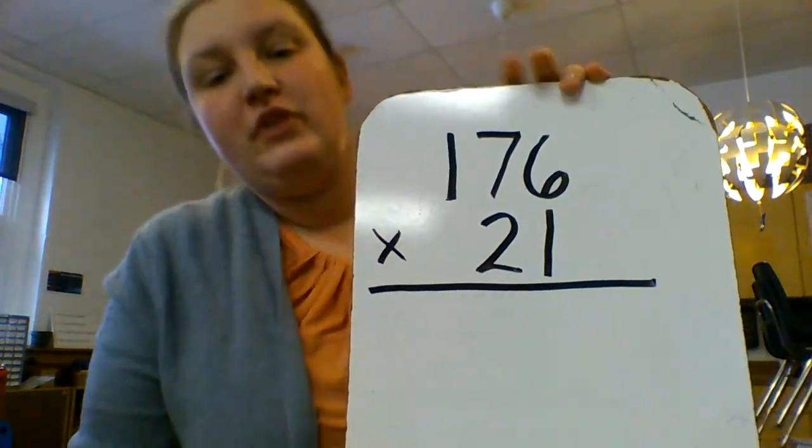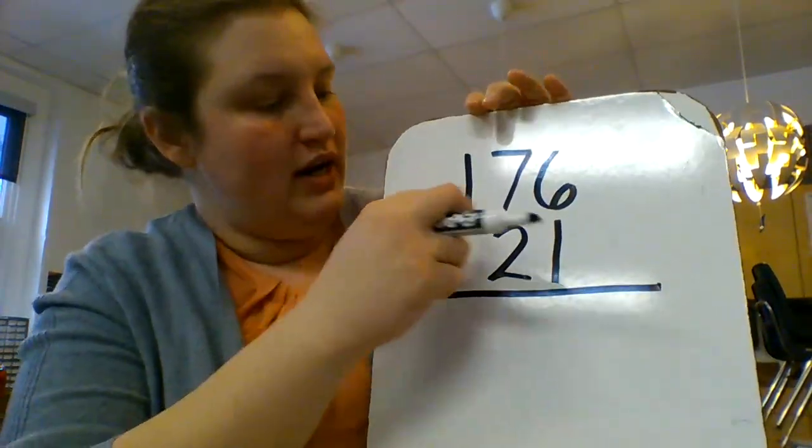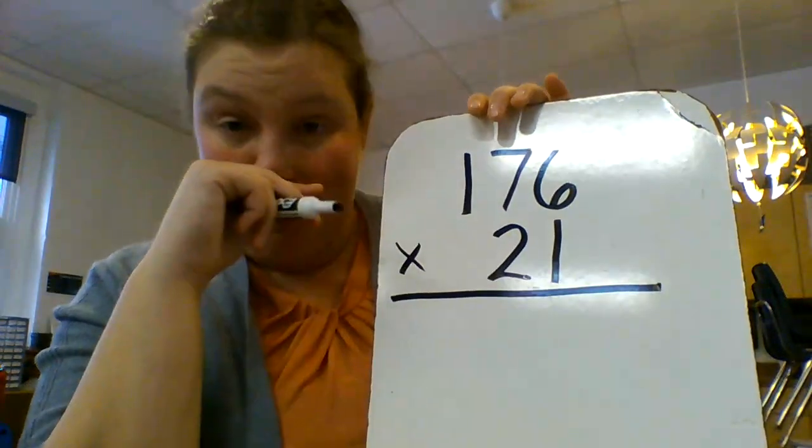Hi guys, today we're going to do another lesson on abstract multiplication with two-digit numbers, okay? So, for example, we're just going to jump right in. Here I have the number 176 times 21.